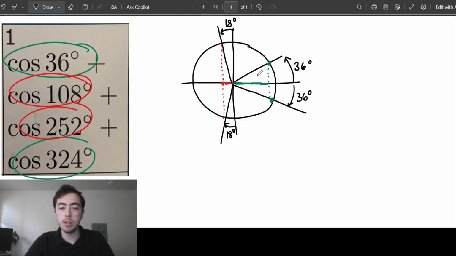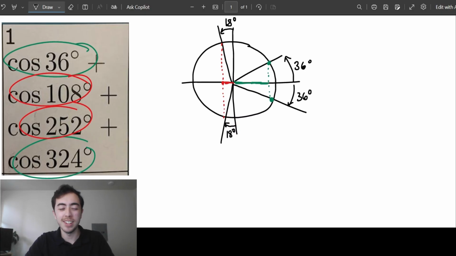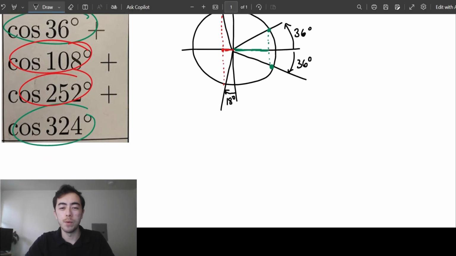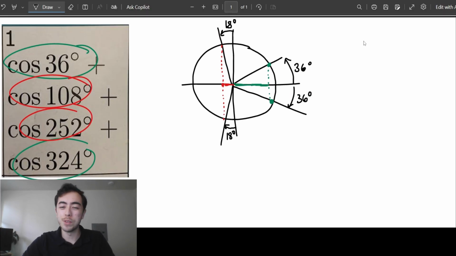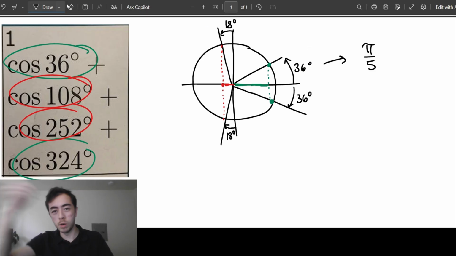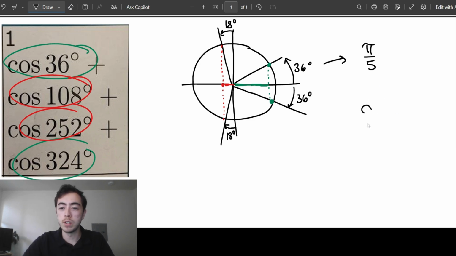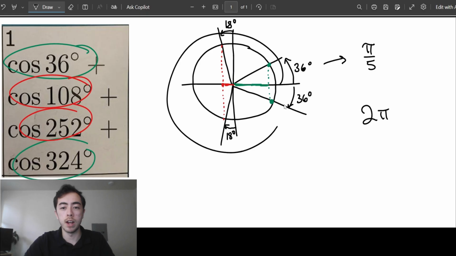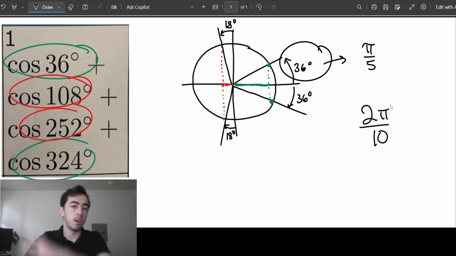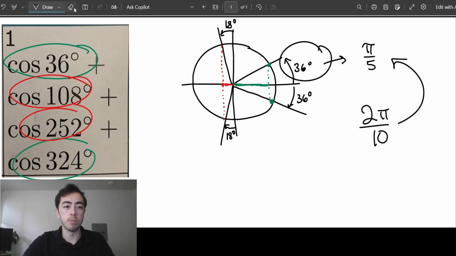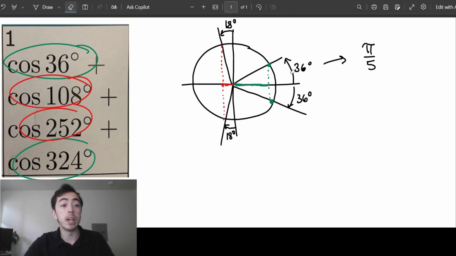Now we just have to figure out what cosine of these values is. Fortunately, I found these in a previous video. 36 degrees is the same thing as pi over 5 radians. My explanation is that we would need 10 chunks of 36 degrees to go all the way around the circle, and all the way around the circle in radians is 2 pi, since the circumference of our unit circle is 2 pi. So if I have 10 chunks of 36 degrees, I just divide 2 pi by 10, and pi over 5 is our corresponding radian measurement.